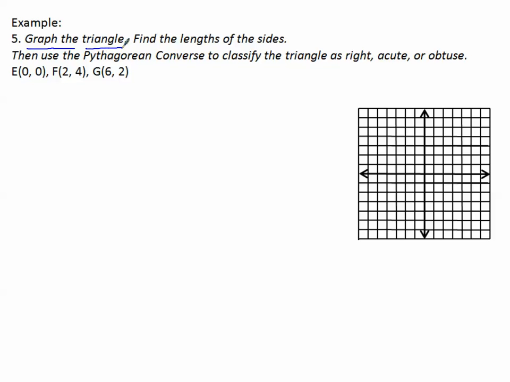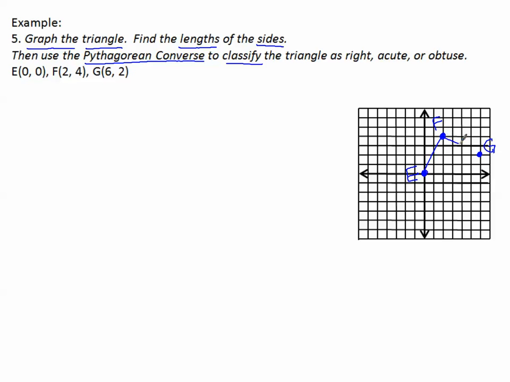Graph the triangle. Find the lengths of the sides. Then use the Pythagorean converse to classify the triangle as right, acute, or obtuse. Let's start by graphing the triangle. E is at point (0, 0). Every time we plot a point, let's label it. F is (2, 4), and G is (6, 2). Here's G.